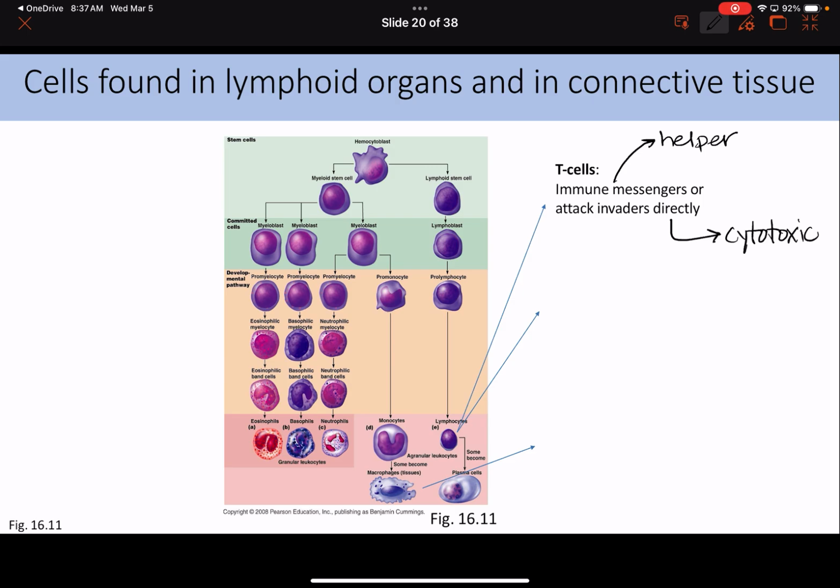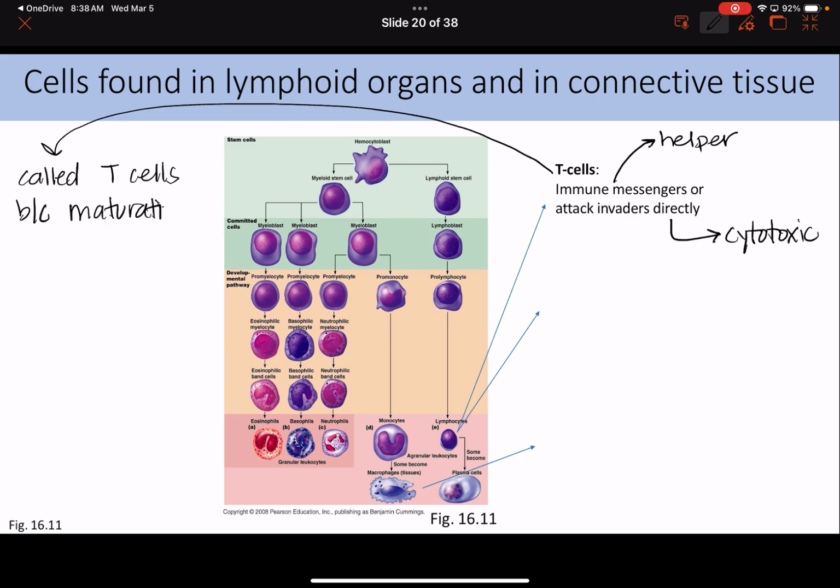Now, why they're called T cells, because their maturation is triggered by a certain hormone that you should already know about. Thymosin. So they are called T cells because maturation is triggered by thymosin, meaning they mature in the thymus. So that's why they're called T cells. T for thymus.